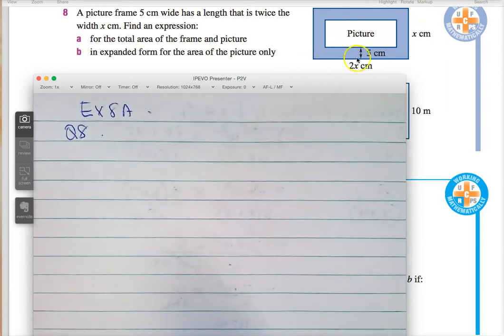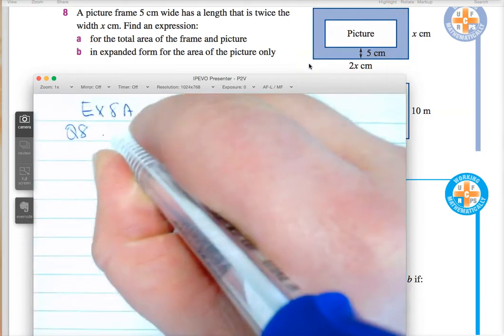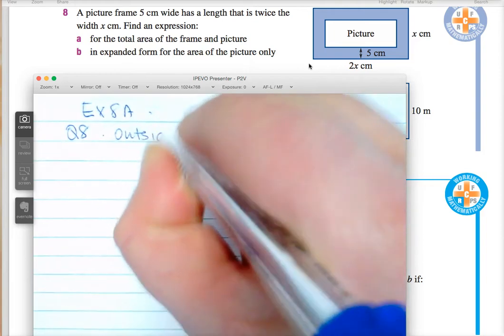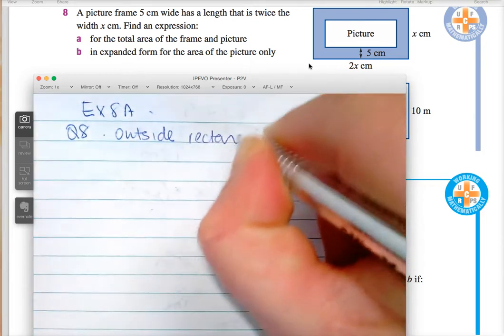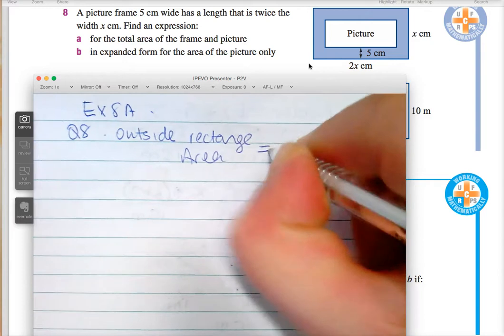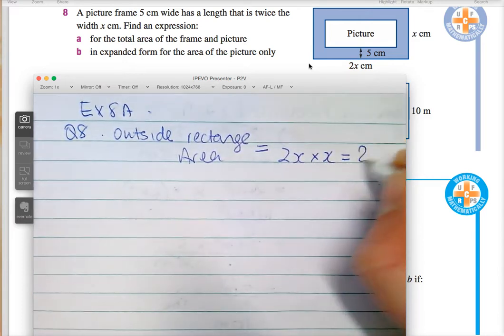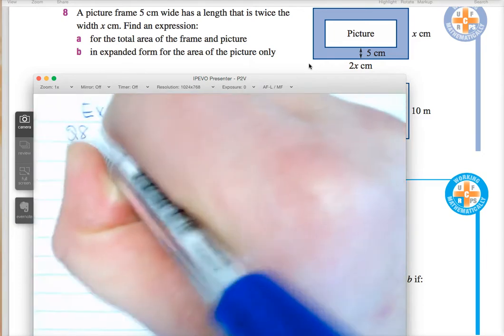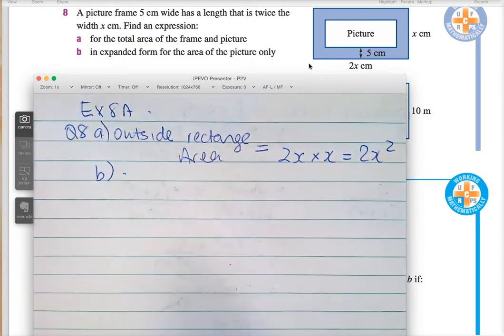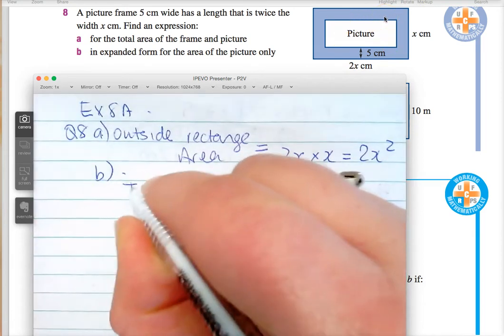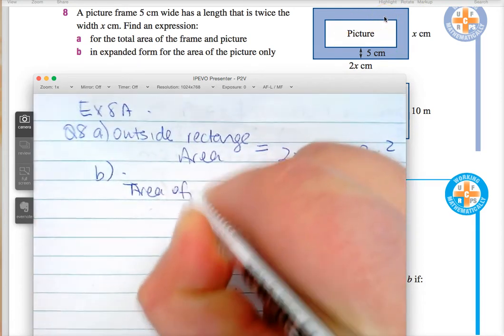So the frame and the picture would be what? The outside rectangle, what's that? Outside rectangle area is what? 2x times x, which is 2x squared. That's part A. And part B is to find, in expanded form, the area of the picture. So that will be the outer rectangle minus the inner rectangle. So let's just look at the area of the picture first.